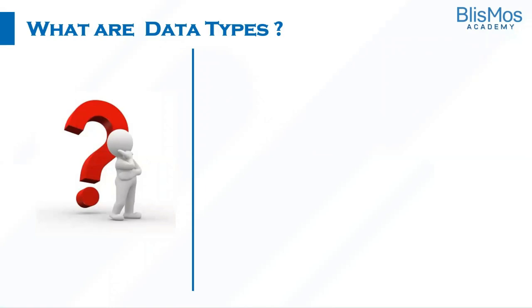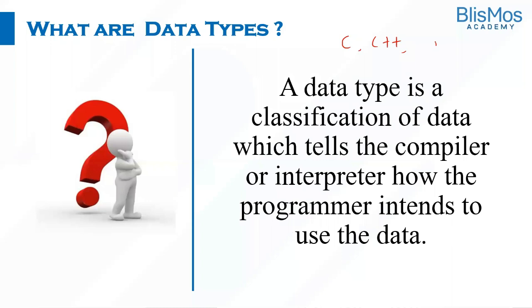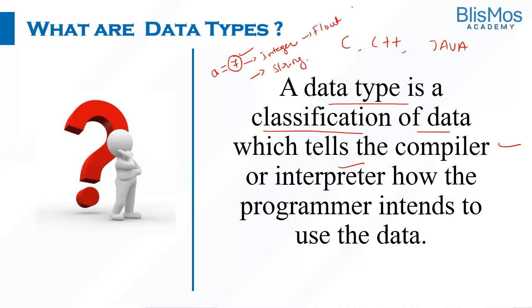By the way, what are data types? In any programming language, we do have data types. Whether you take C or C++ or Java, any programming language for that matter would have data types. A data type is a classification of data which tells the compiler or interpreter how the programmer intends to use the data. What it means is, let us say variable a is being assigned a value 7. How does a developer want to use this? He may want to use it as an integer, as a string, or as a float. Data type classification is telling the compiler or interpreter that.